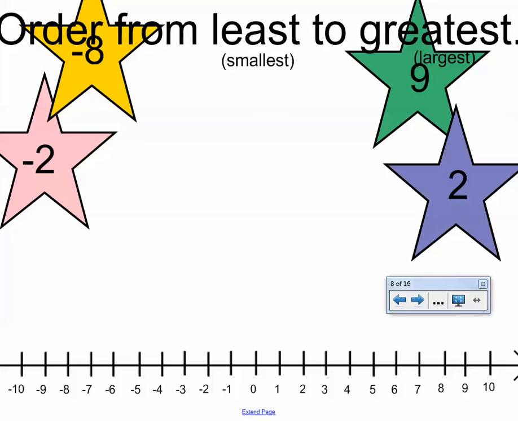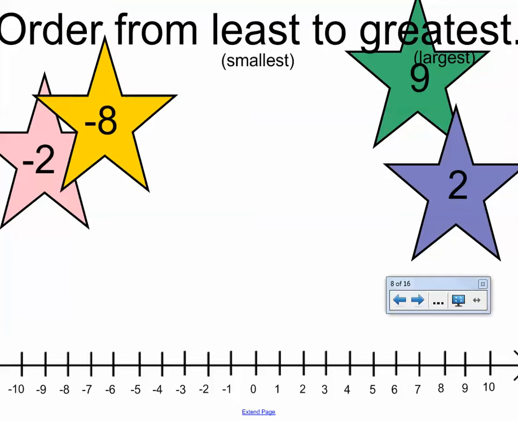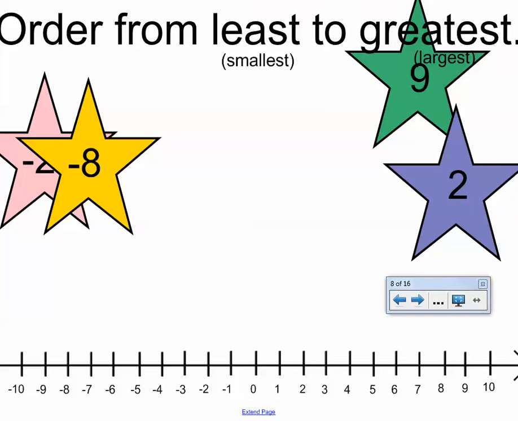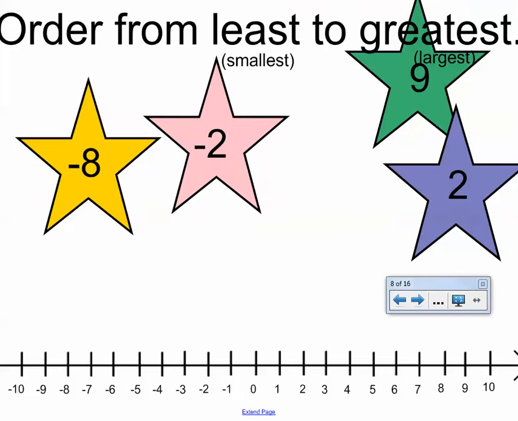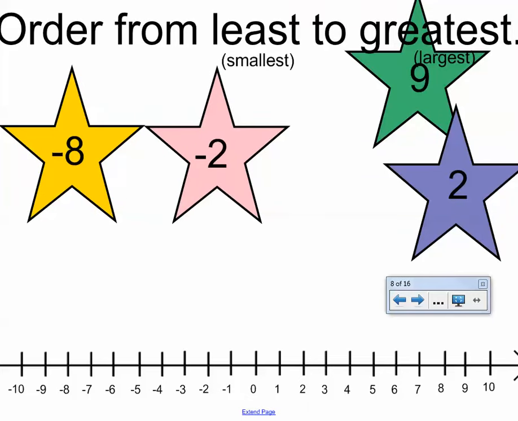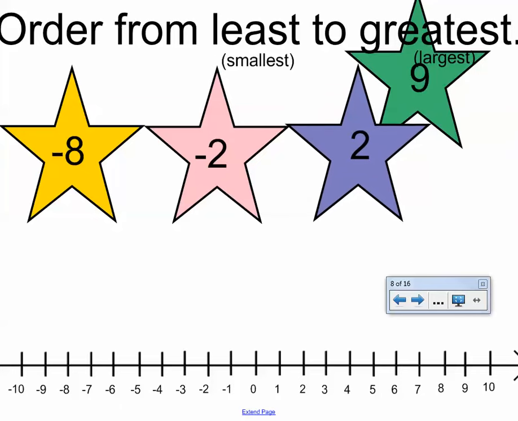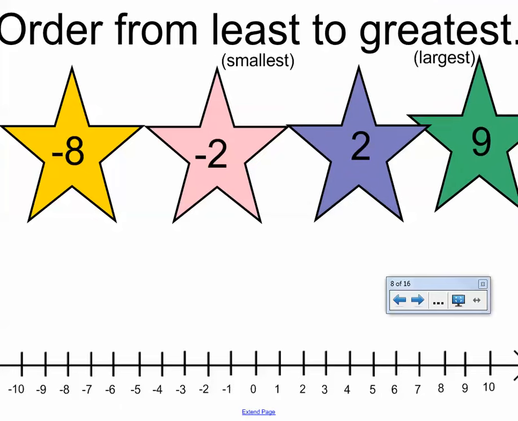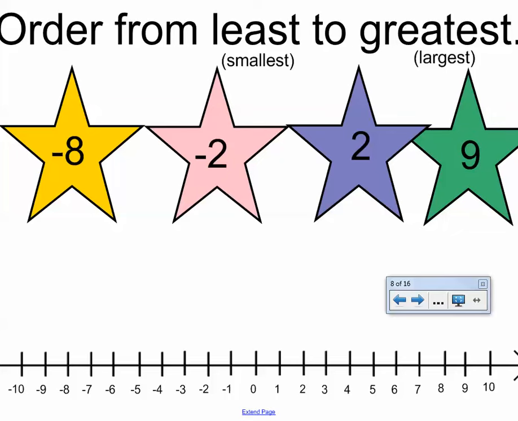Because I know everything that's negative is going to be smaller than anything that's positive. Now I need to figure out, what's smaller, negative 8 or negative 2? I'm going to look at my number line. Negative 8 is farther to the left, so it goes negative 8, and then negative 2 is the correct order to place those two numbers. Now I'm going to look at 2 and 9 on my number line. 2 comes first, then the 9 comes next. So my correct order from smallest to largest should look like this.